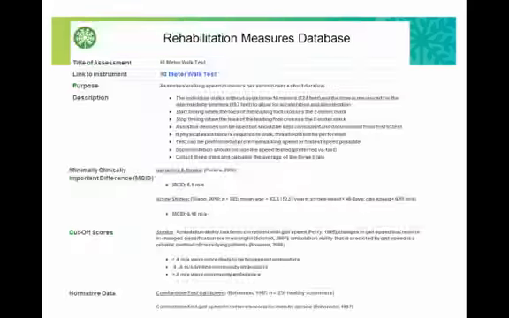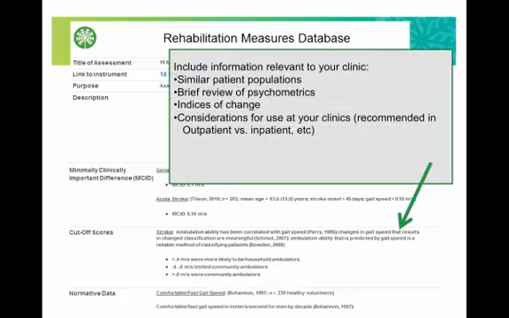This is an example of how an existing knowledge translation tool that is freely available in the Rehabilitation Measures database could be adapted to your clinical needs. This is a document that can be pulled off of the Rehabilitation Measures database that describes the psychometric properties and clinical utility of an instrument. This summary could be adapted to include the information that refers to a population of patients that you see in the clinic and their associated reliability, validity, and indices of change. You could also include specific considerations for your system of care, such as which levels of care it should be administered, when to administer them, and where to document the information.